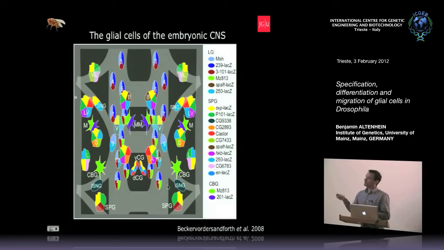Because we can follow individual glial cells even in a mutant background where the position might not be like wild type, because they keep expressing these respective markers, and we can tell where these glial cells are then located, how they behave, what they become.